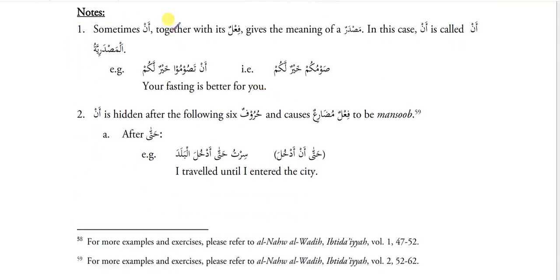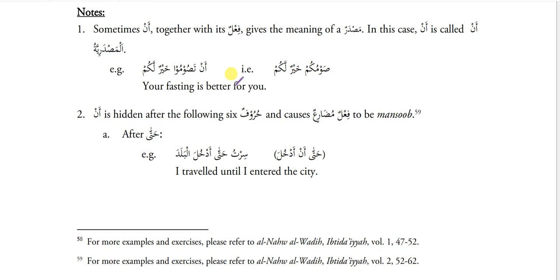Now, sometimes an together with fail gives the meaning of masdar. In this case, an is called an al masdariya. An tasumu khairul lakum, sumukum khairul lakum. So here, after an, we have tasumu, but it was actually tasumuna. But when we use an, the noon is dropped and it becomes tasumu. Don't worry, I'm going to explain. What is an masdariya? Let's understand an masdariya here.